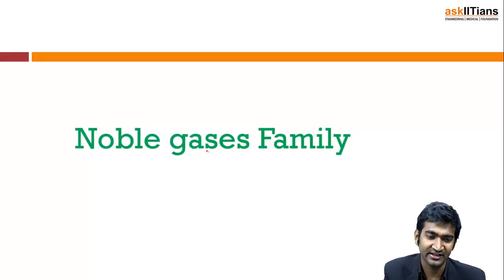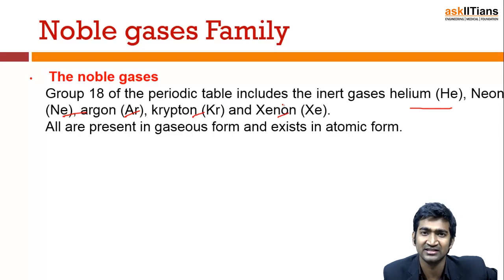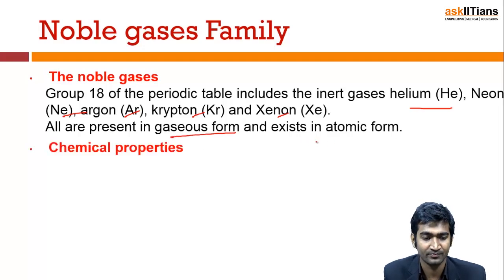Hi students, now in this part we have to learn about the noble gases family. This is the 18th group, guys. This is the last group of P block elements. So it consists of helium, neon, argon, krypton and xenon. These all are what? Inert gases. They do not react as much. And all are present in gaseous form, okay, and exist in atomic form.